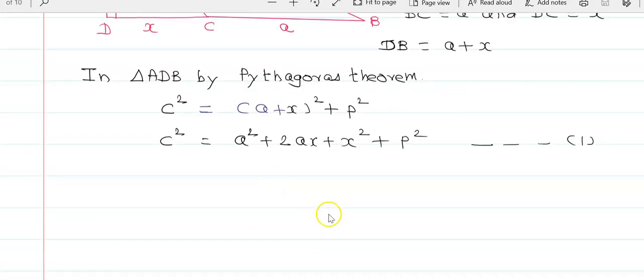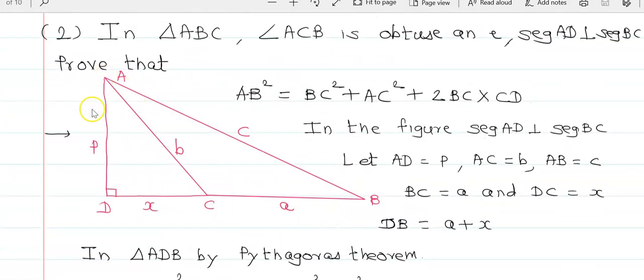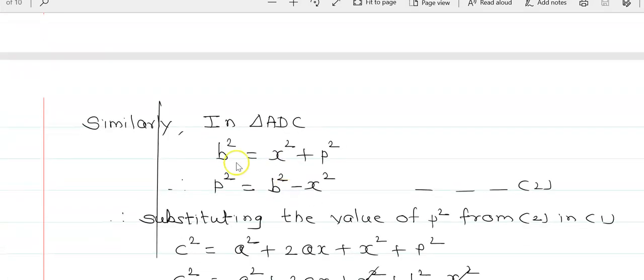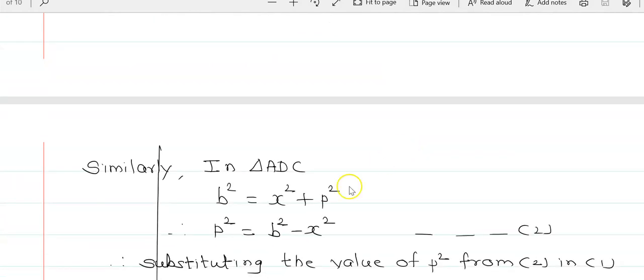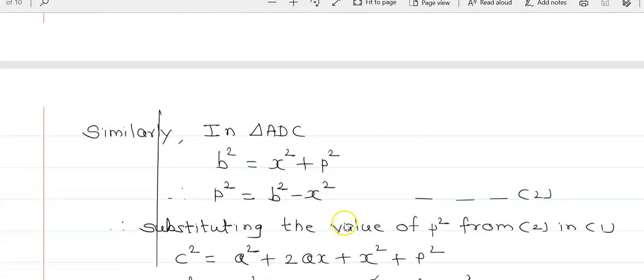Similarly, in triangle ADC, b square is equal to p square plus x square. This is the value of b square. Now see this, b square is equal to x square plus p square. Therefore, p square is equal to b square minus x square. Substituting the value of p square from equation 2 in equation number 1, what is the value of p square? It is b square minus x square.